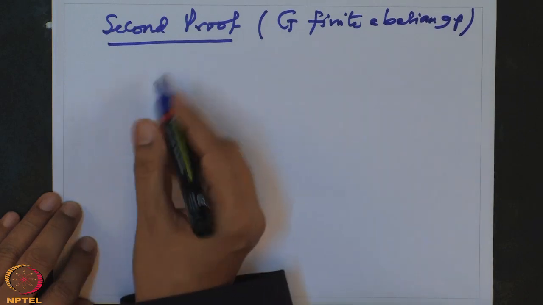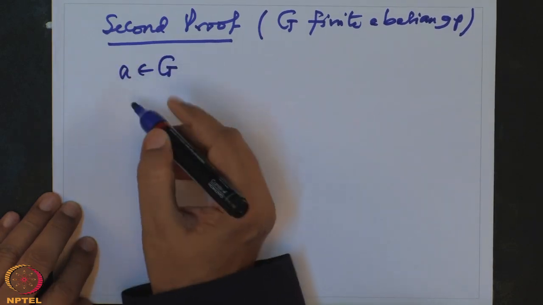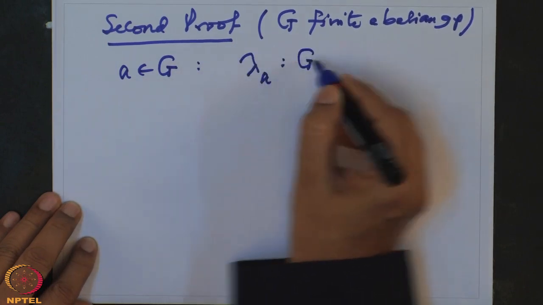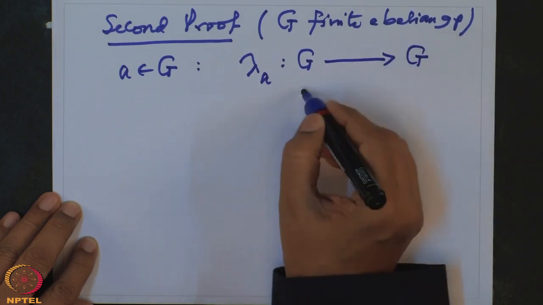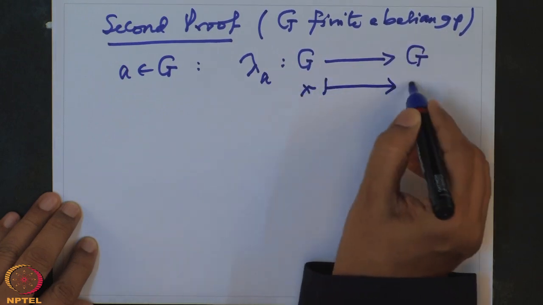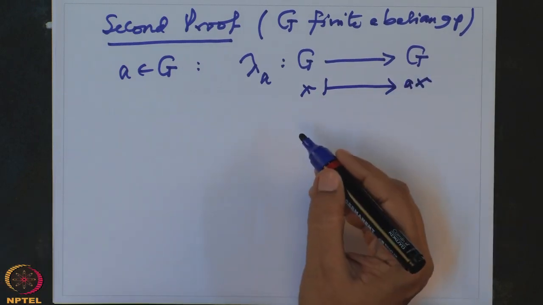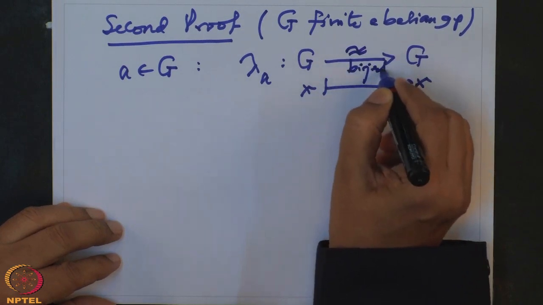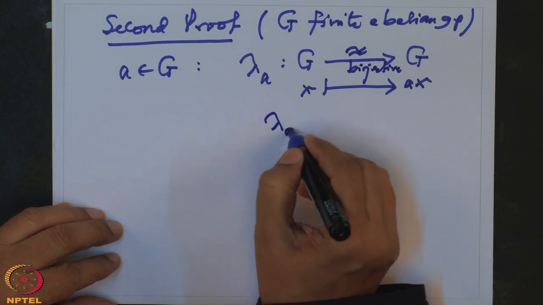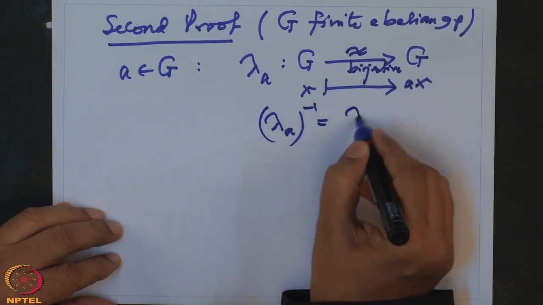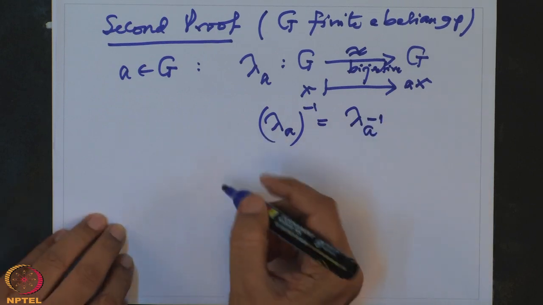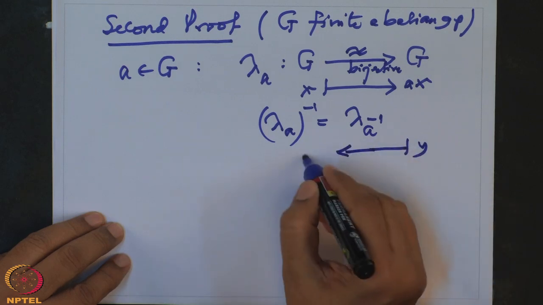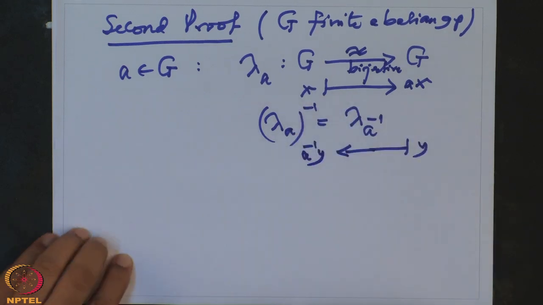Okay, and A is an element given, then I consider the map lambda A on G. This is left multiplication by A, so any x going to Ax. This is clearly a bijective map. This is bijective because the inverse of this map, in fact we can write it down, is nothing but lambda A inverse. So any y going to left multiplication by A inverse y is the inverse map for this lambda A.